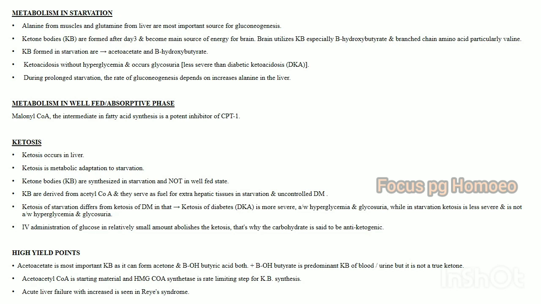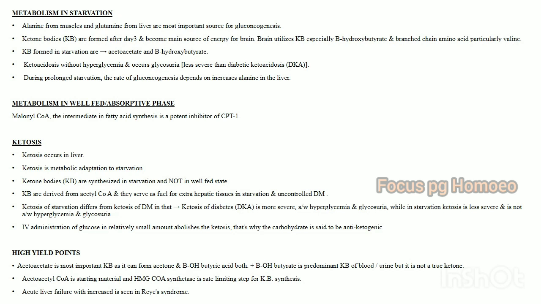During prolonged starvation, the rate of gluconeogenesis depends on increased alanine in the liver. In a well-fed state or in absorptive phase, metabolism is from malonyl-CoA, which is found in the fatty acid synthesis or fatty acid metabolism. Coming to ketosis, it occurs in liver and is mostly adapted in case of starvation.